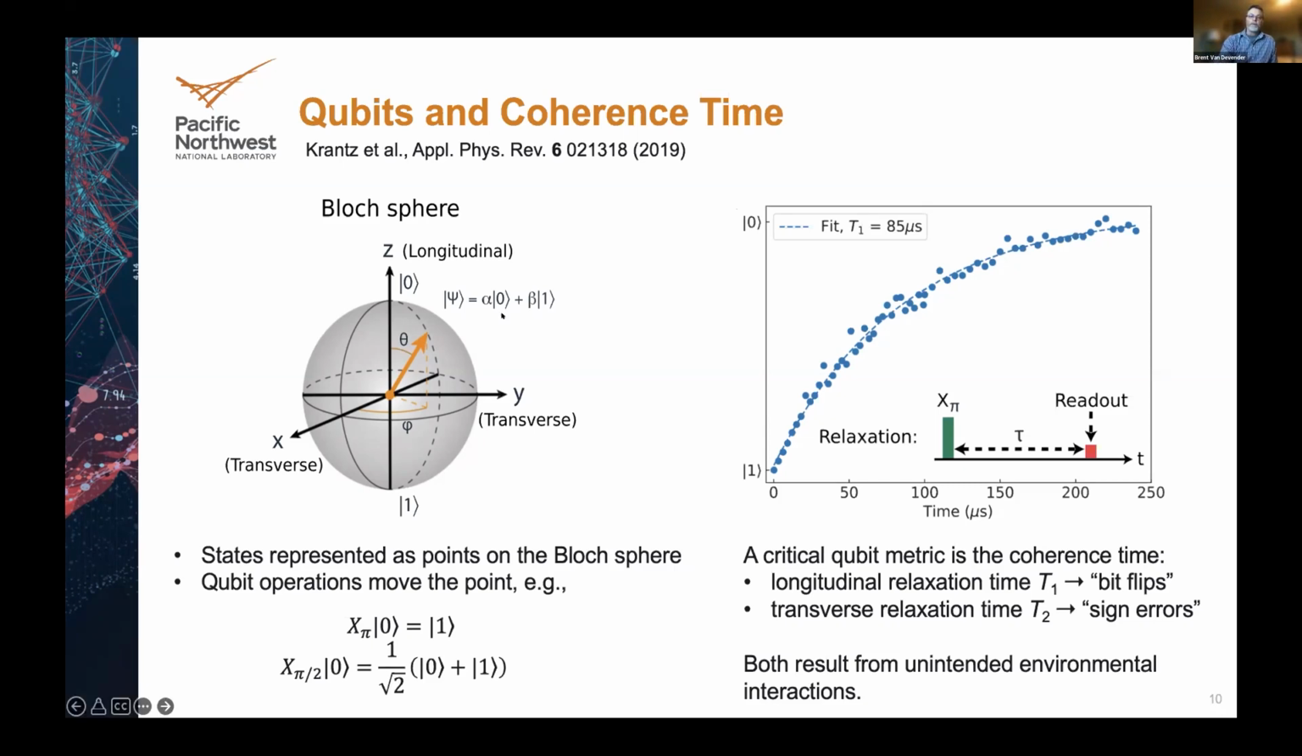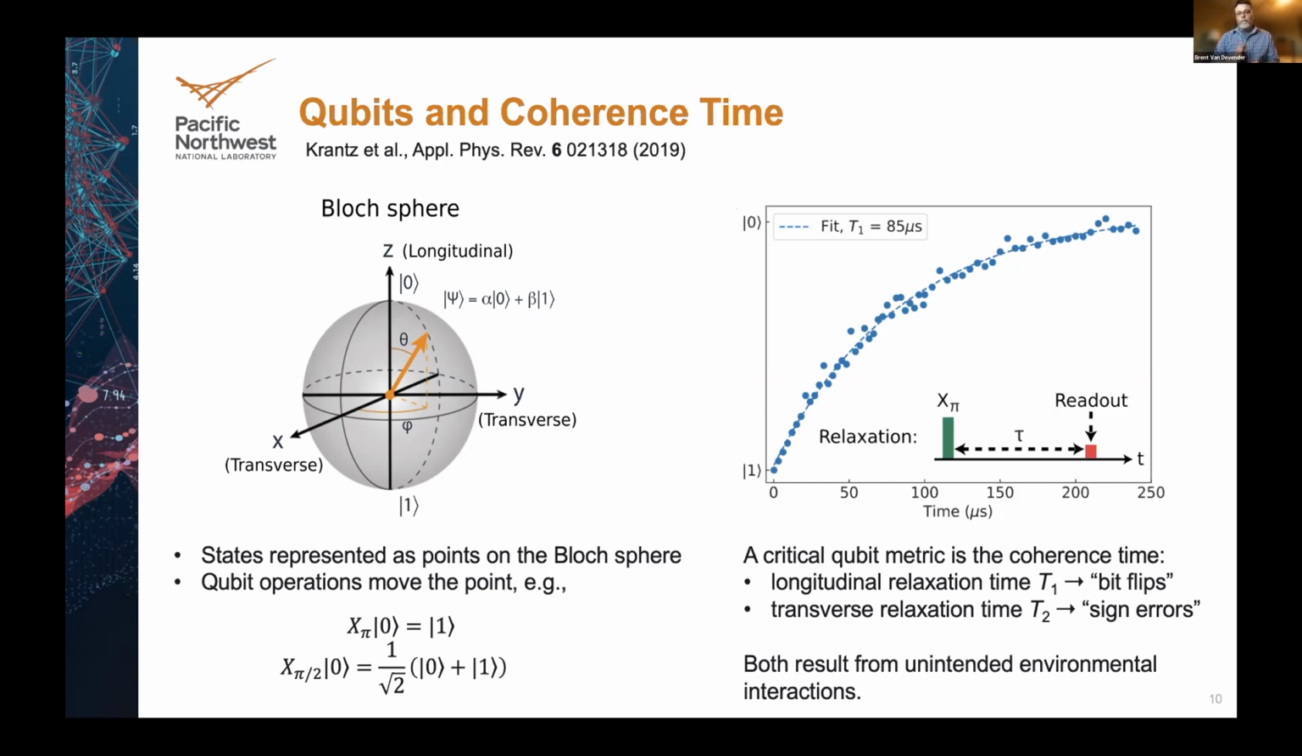So 2 kinds of errors measured with 2 different parameters, T1 and T2. For example, though, the way to measure this T1 coherence time is quite simple. You measure what we call the polarization for the population. You put a 0 state into a 1 state with an x pi pulse, and then you wait some time tau and read it out and see if it's still in that 1 state.